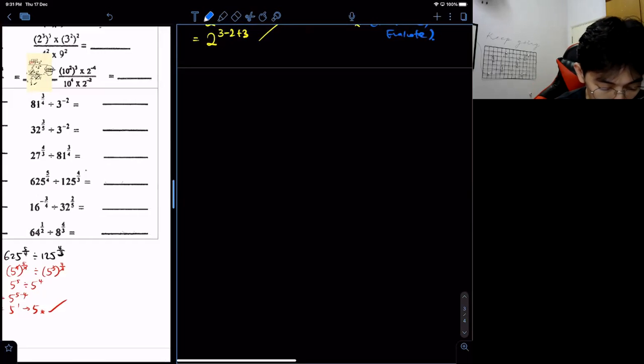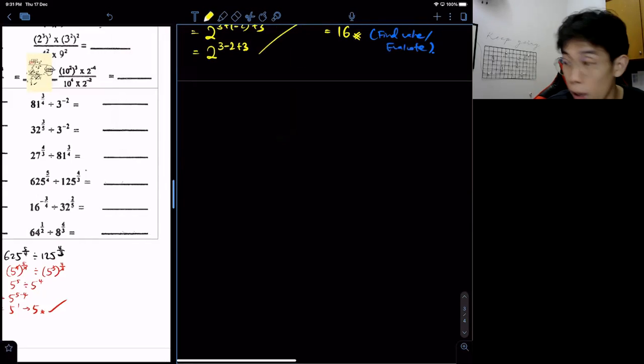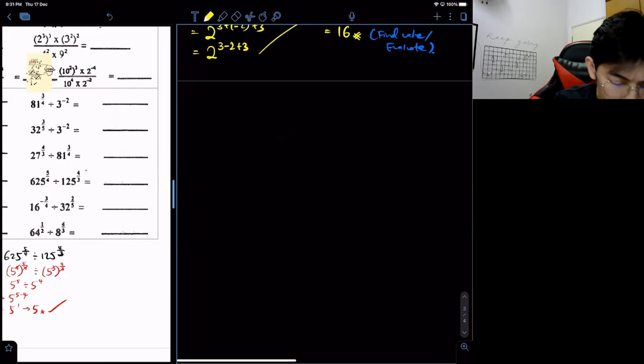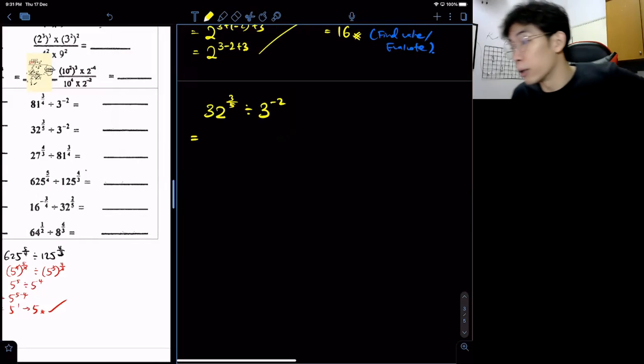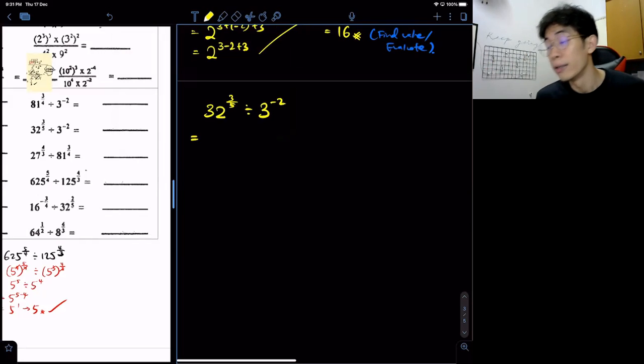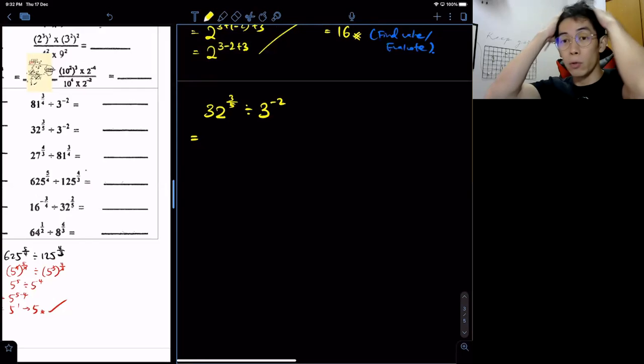So this is going to be, let me see. Okay, this one. So Jared, you mentioned about how if there are 2 different bases. Let's say I give you 32 power 3 over 5, divide by 3 power negative 2. Yes, Jared, you're right. It depends on what they say. If they say find the value, or evaluate, then you're going to make sure the final answer must not have an index, it means power 1. I believe that's what you mean.